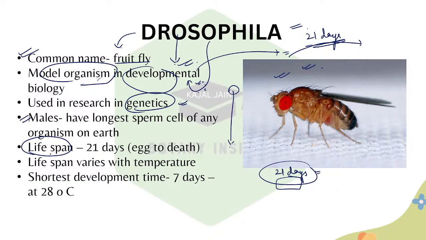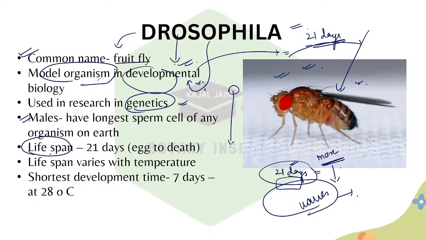Okay, so that's the reason why it is the main model organism in developmental biology. In addition to that, 21 days is the maximum time period. Now this time period varies. It can vary depending upon the temperature at which the Drosophila are grown. So with the help of temperature, there is a difference in the lifespan.